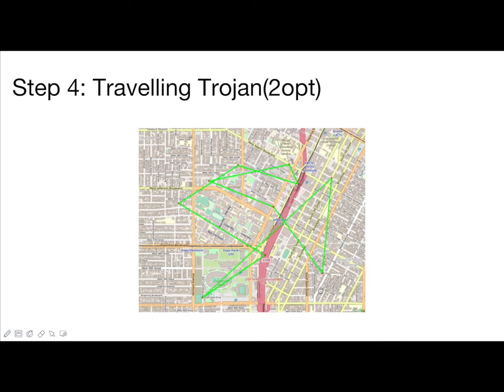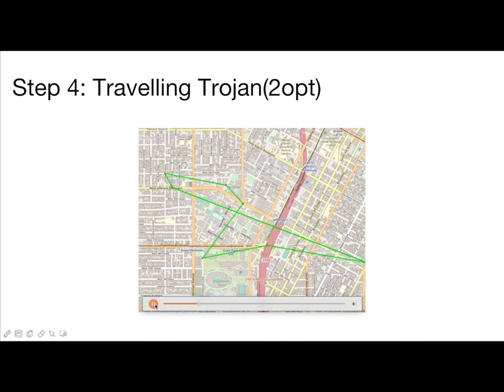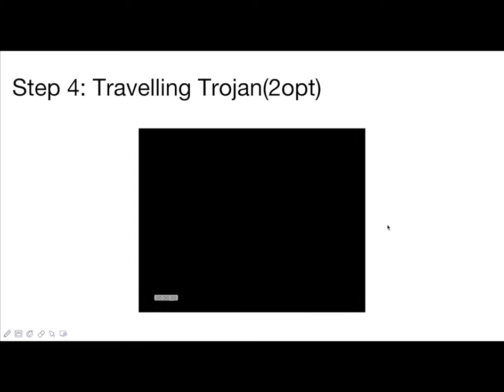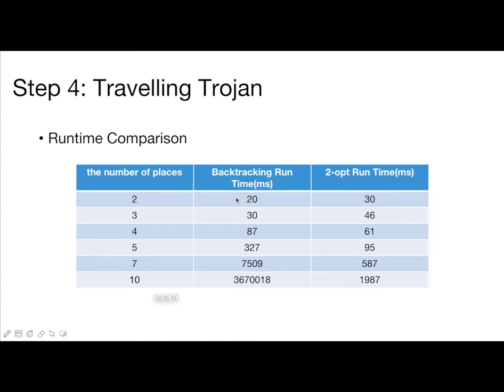This graph shows the process of finding the shortest path to traverse all the nodes. And we can see from the table that if the number of places is less than 4, the runtime of backtracking is less than the two-opt algorithm. However, as the number of places increases, the runtime of two-opt will be much less than that of backtracking.